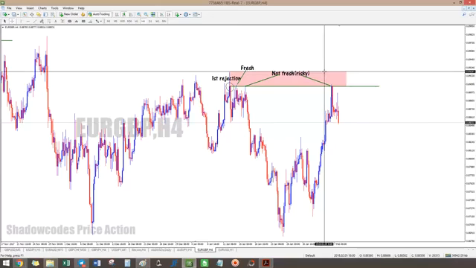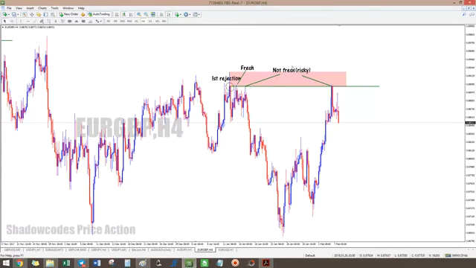Just make sure your stop loss is over here, because if you are too careful, you also will not make any money in the market because you are surrounded by fear. So sometimes you must be brave enough to take the trade.